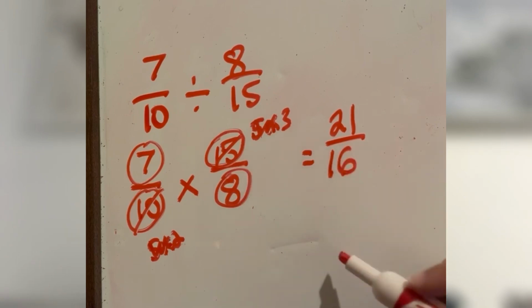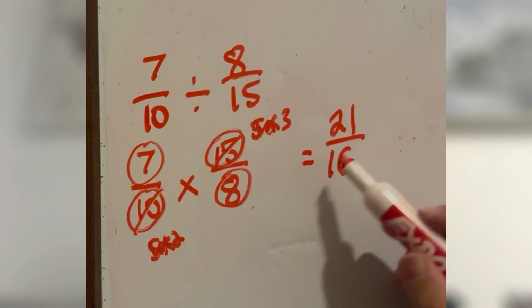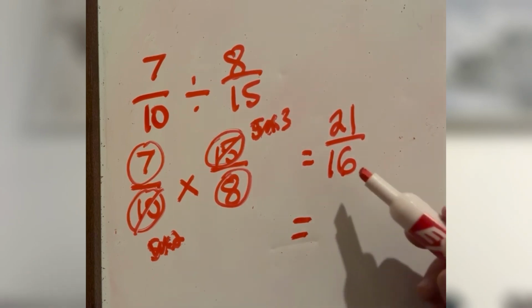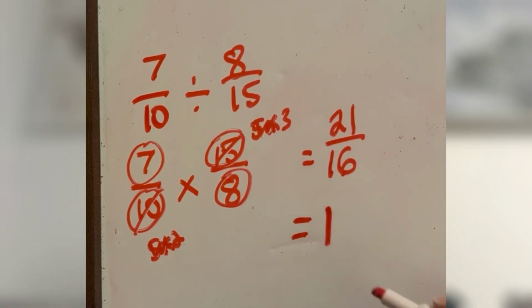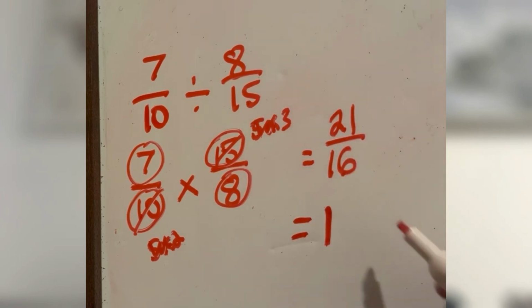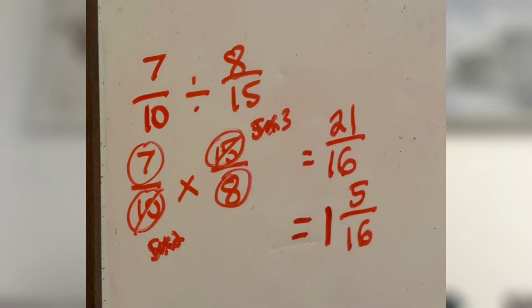Now, we see we have a large numerator on top and a small denominator. So we have an improper fraction. So we're going to turn this into a mixed number. So we can have 1 whole. 1 whole means we're at 16. And we need to get to 21. So that means we're going to have 5 left over. 5 over 16. So our answer for this will be 1 and 5 over 16.